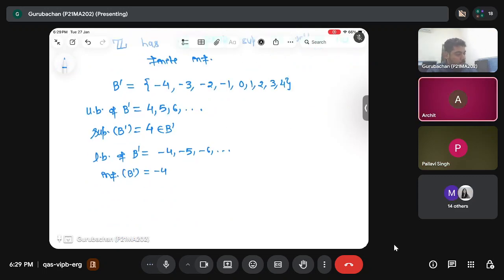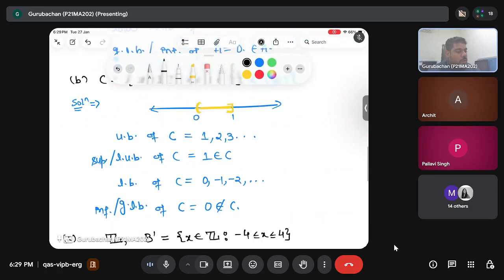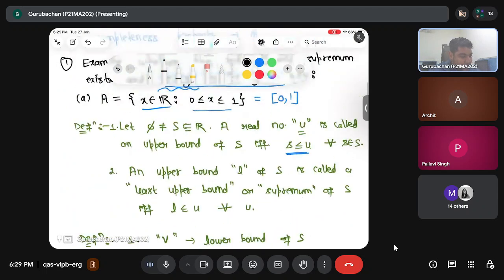Next. Sir, can upper bounds of B dash be real numbers like 4.5? Can you repeat your question? Sir, upper bounds of B dash can be 4.5, 4.7, like real numbers. Yes, it is in fact. Okay, this upper bound and lower bound is defined for any real number.